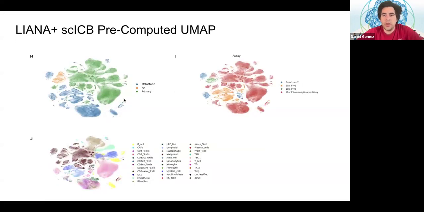Next we can see if it's a primary cancer or metastatic cancer. So primary cancer is here in green, metastatics in blue. The assay used: SmartSeq, 10x 3 prime version 2, version 3, or 10x 5 prime transcriptional profiling. So here it's 5 prime transcriptional profiling for most of it, and 10x 3 prime version 2 and SmartSeq here, and then some 3 prime version 3 over there.